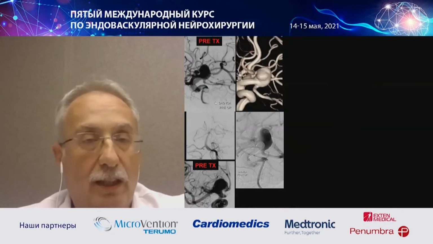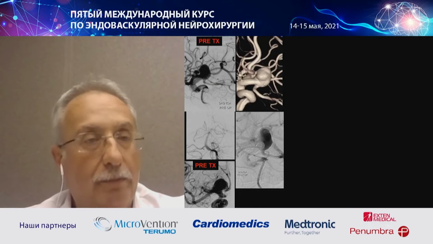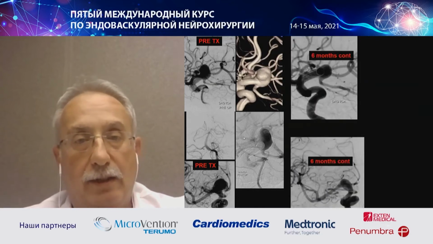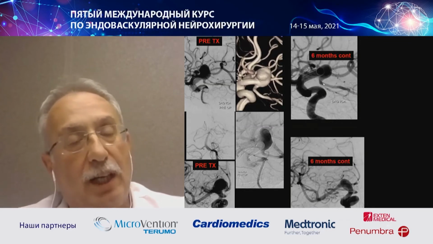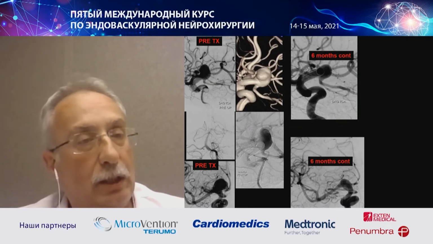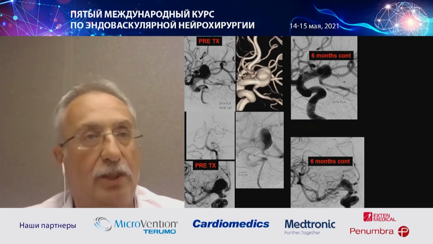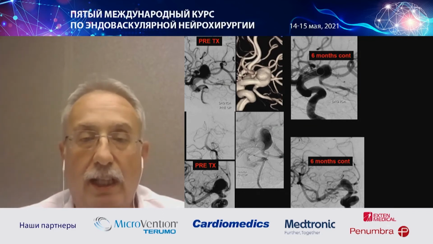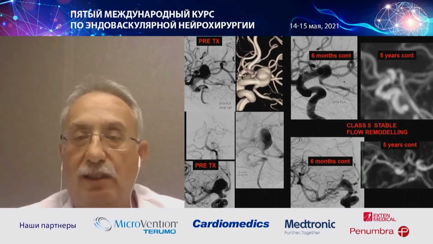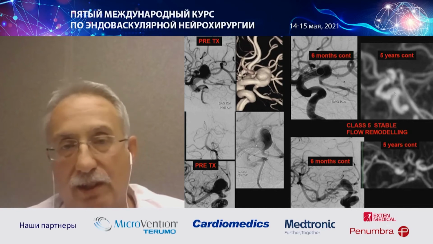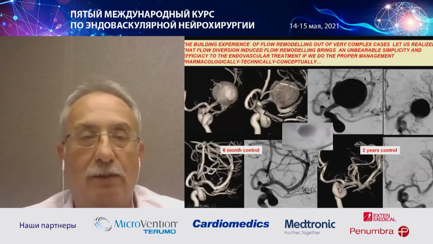So this is another large embryonic PCOM aneurysm, 3 pipelines, and 6 months follow-up. And don't expect to have a perfect reconstructive response here. The matter is whether this aneurysm is going to bleed in the long run or not. I have never seen that in the last 15 years. And this is 6 months follow-up, and this is 5 years follow-up, exactly the same in the MR angio. This is the class 5 stable flow remodeling.